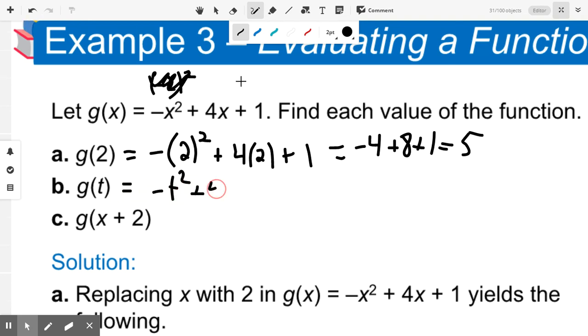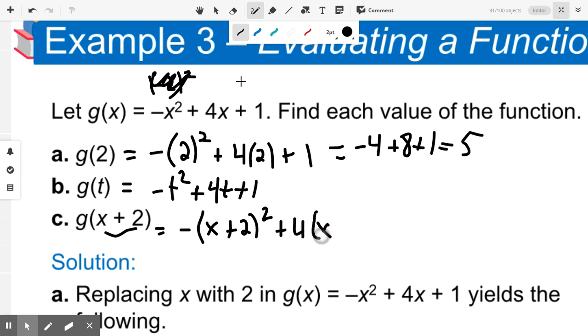All right, if it's g of t, we just plug t in for wherever there's an x. And that's it. That's all we can do. There's nothing else we can do to simplify that. All right, g of x plus 2 gets a little bit more complicated, but it's the same deal. Wherever there's an x, we're going to put in x plus 2. The input is x plus 2. Negative x plus 2 squared plus 4 times x plus 2 plus 1.